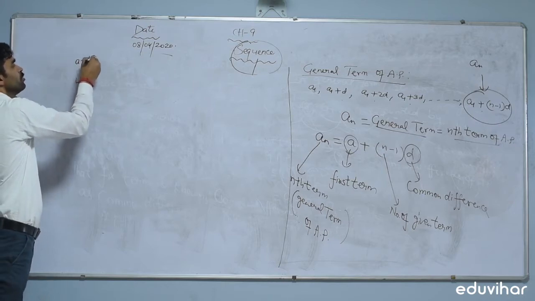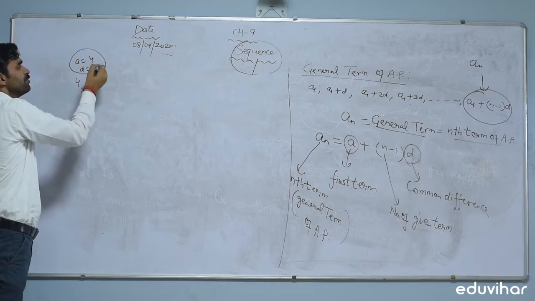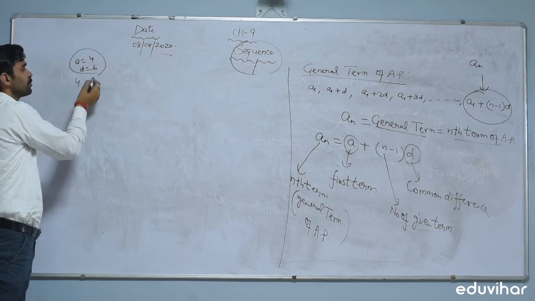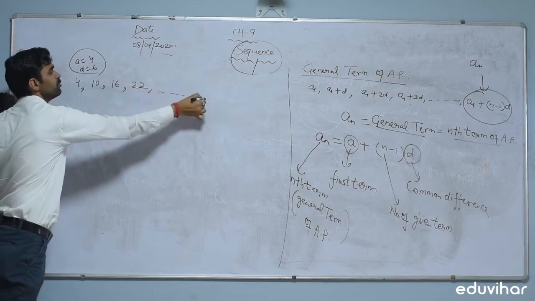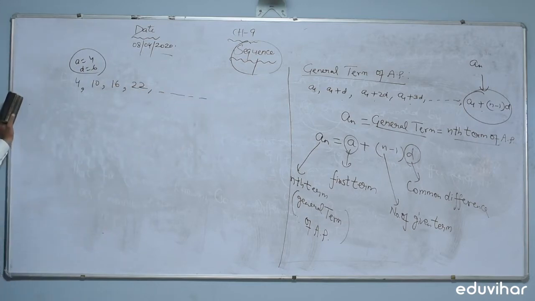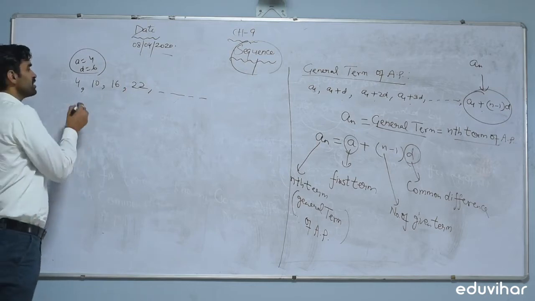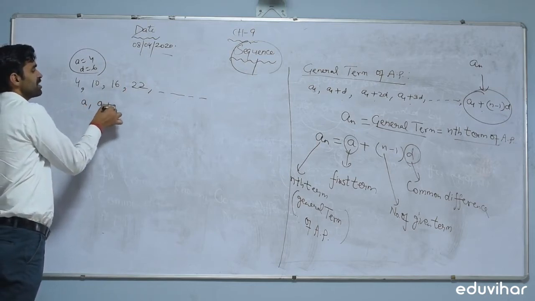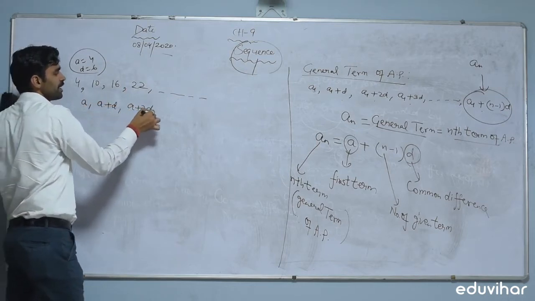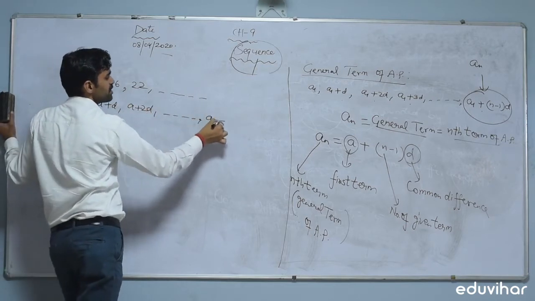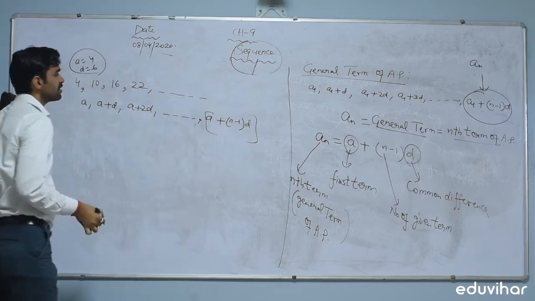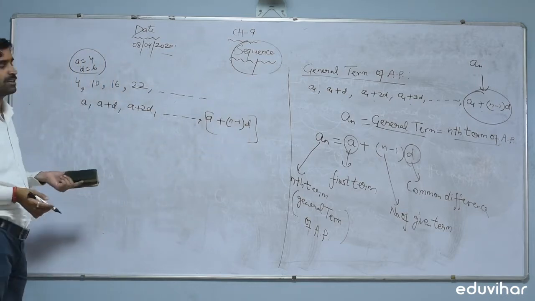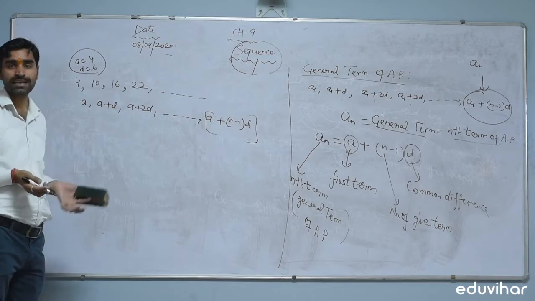If A equals 4 and D equals 6, then we would observe the AP as 4, 4 plus 6 is 10, 10 plus 6 is 16, 16 plus 6 is 22. In this way, we can obtain an AP by using the formula A, A plus D, A plus 2D, A plus 3D, and the nth term is A plus (n minus 1) into D. This is the general term, from which we can find the nth term or 10th term or 5th term or 4th term.